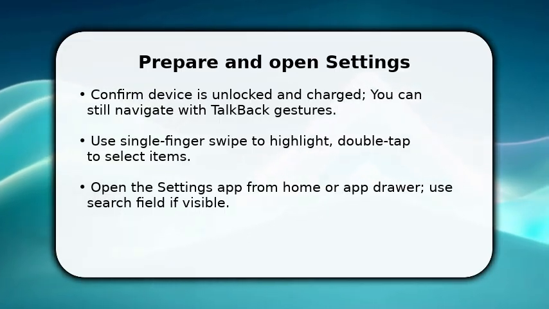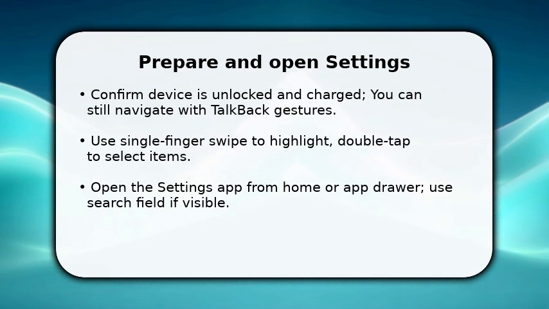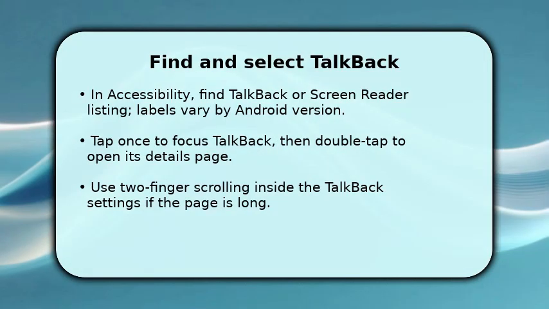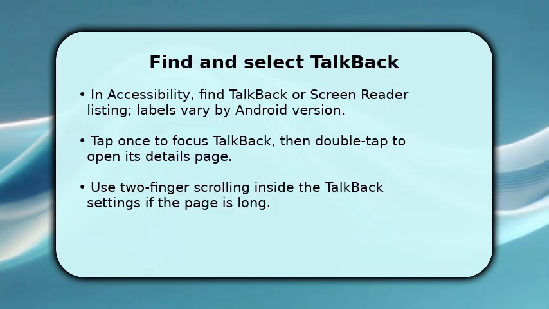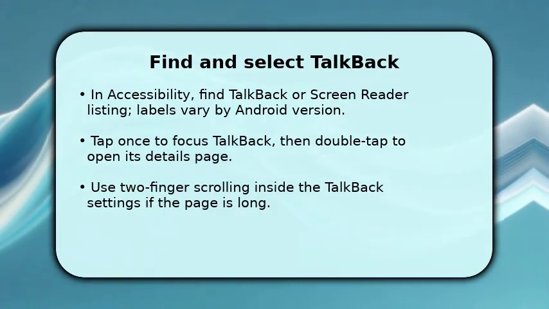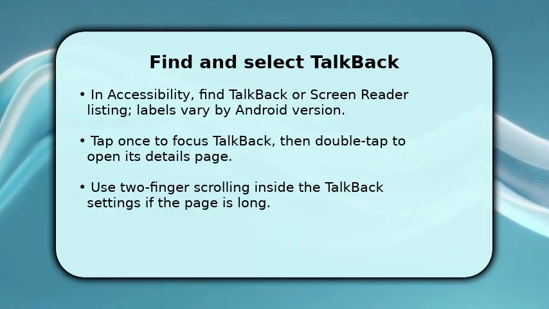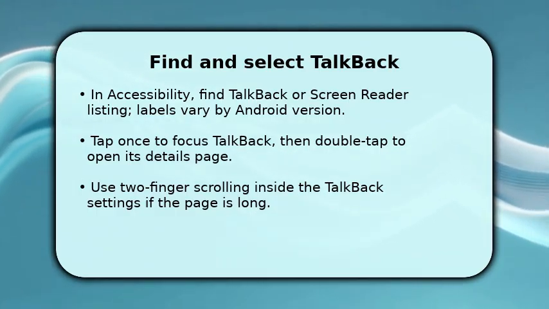This gets you to the menu that controls TalkBack without fumbling through unrelated options, and it sets up the exact place where you can turn the service off. Once you're in Accessibility, navigate to the TalkBack or screen reader entry. You'll need to focus it with 1 finger and then double tap to enter its details. Make sure to listen for the confirmation tones and read the on-screen label aloud.